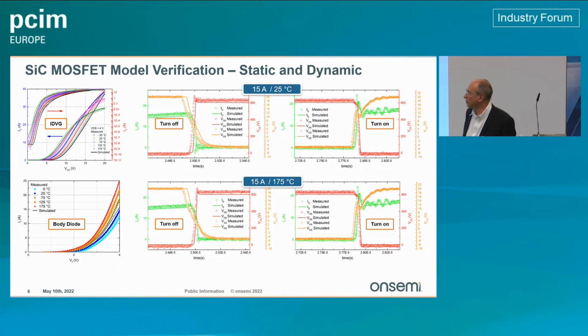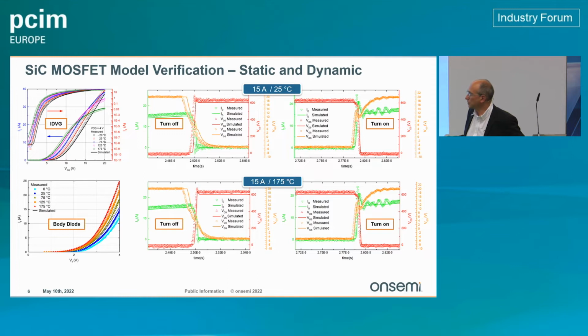So this is some basic result that you can obtain with those models. Here you can see that the model is accurate. You see the difference between the straight line, which is the simulation, and the dots, which are the measurement. On a linear scale or on a log scale, the model is still accurate. We can predict the transient with a good prediction of the overvoltage at turn-off or the overcurrent at turn-on. The same here at different temperature.